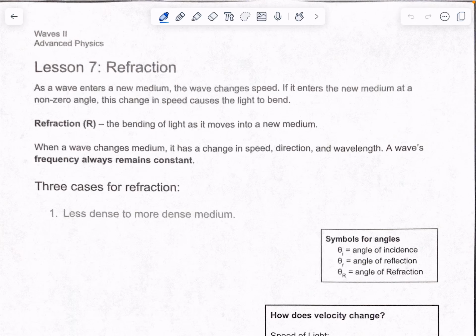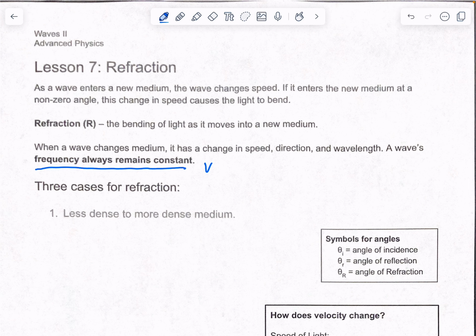All right, this video is going to go over pages 23 through 25 in your sound waves packet. So we're actually going to talk more about refraction now. Okay, so refraction, remember, that is when we have the bending of light as it moves into a new medium. Now, when it changes medium, it will change in speed, direction, and wavelength. Okay, but a key thing here is that frequency will actually stay the same.